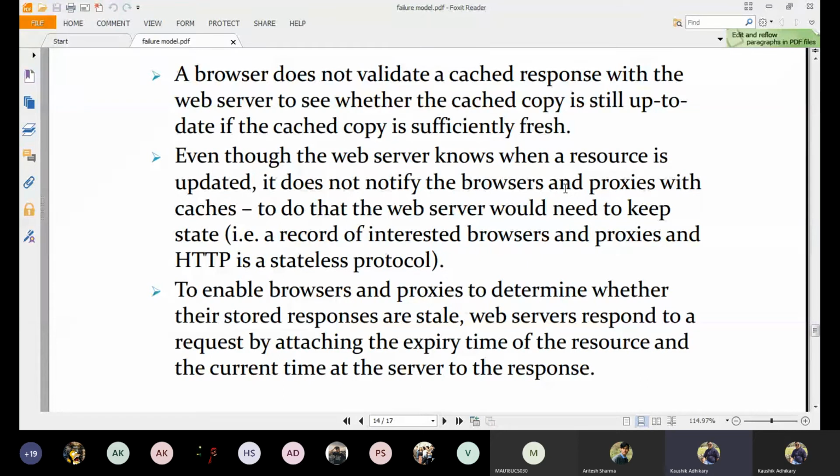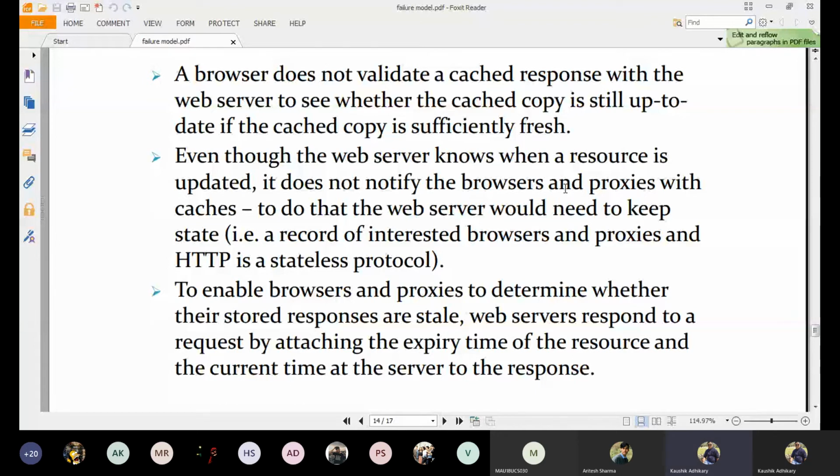So what does a browser do? If it sees that a cache or the web proxy server needs to be updated, only then does it send its updated copy. If it feels that it does not need to update, then it will not send the updated copy.